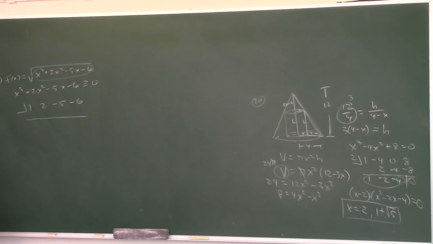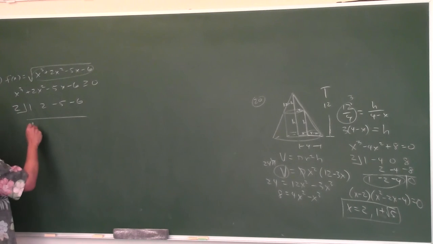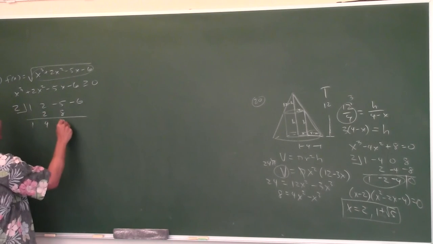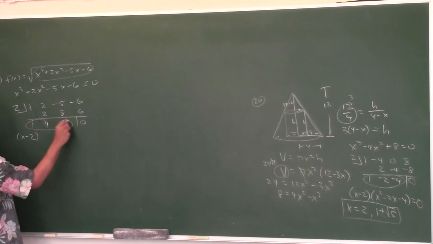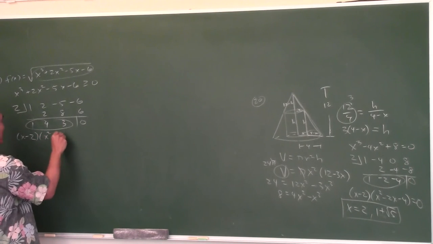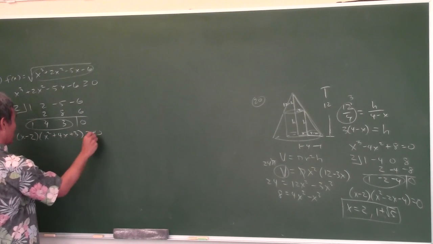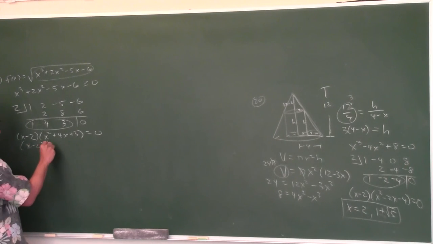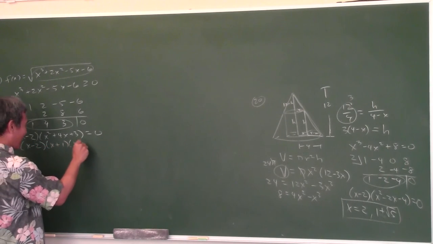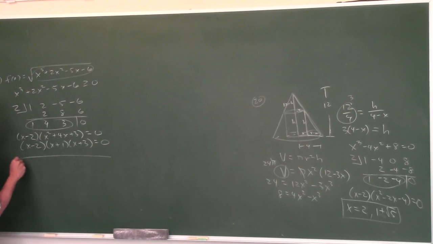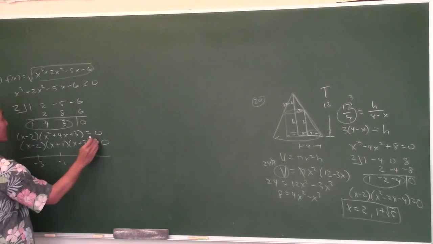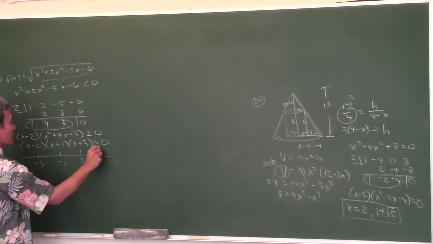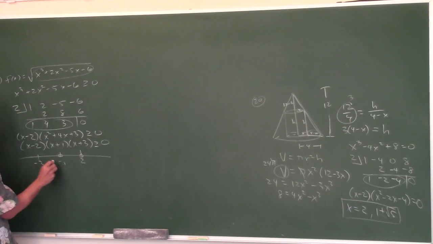1 doesn't work, hopefully 2 does. Let's try 2. 1, 4, 3, 0. Bingo! So x minus 2, x minus the number in the box, and then you look at these depressed coefficients. And then that factors some more. Woo-wee! And then you make your number line. Negative 3, negative 1, 2, and what are we looking for? Greater than or equal to 0, bozo? So yes, all of these are part of the solution.